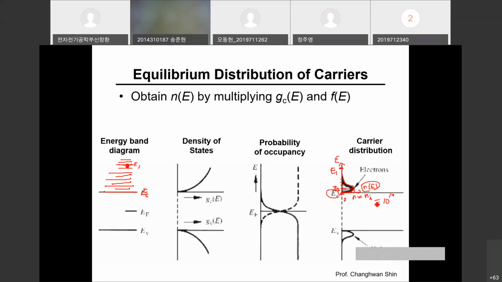Not exactly to the 10 to the 10. So in order to make a conclusion that most of the electrons can be found near the conduction band edge, we need two weapons, two gears: density of states and probability of occupancy. In other words, the Fermi function.